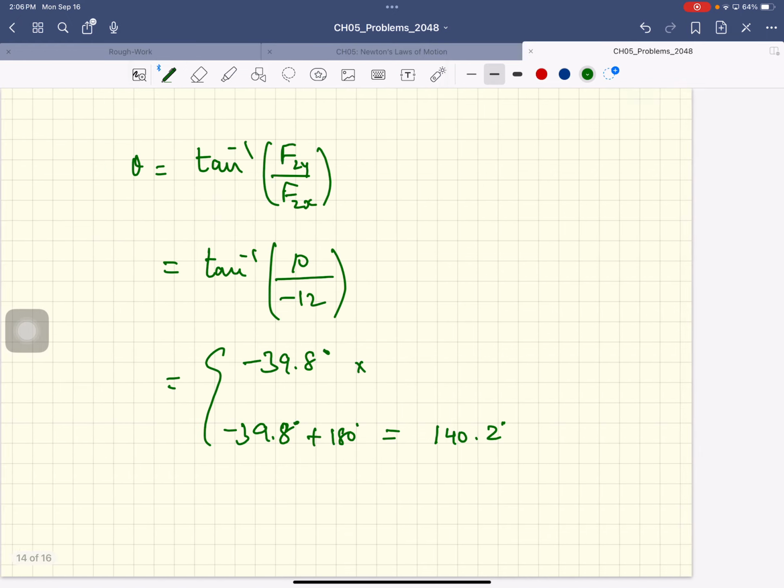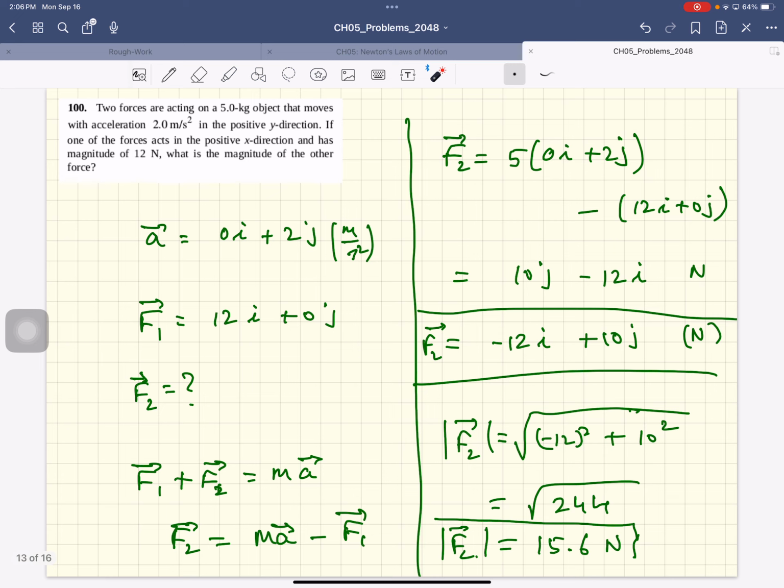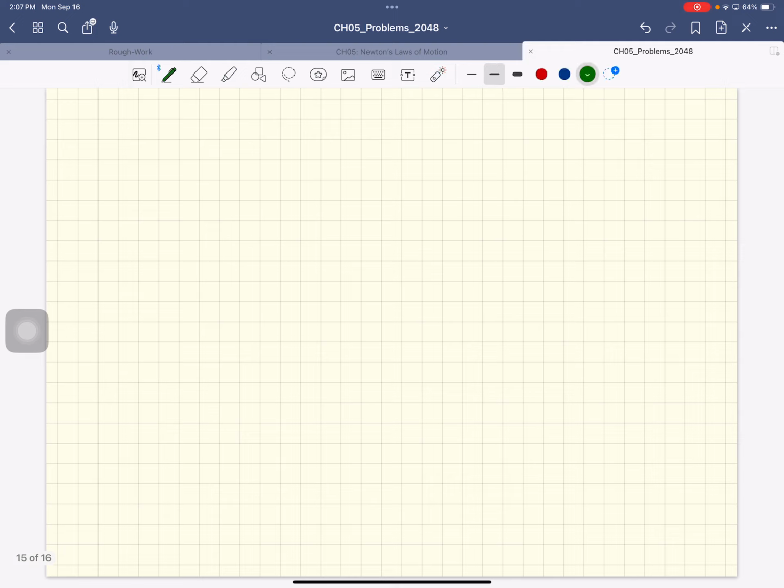Okay, so what you have is F1 is a force like this. F2 is a force like that. The x component of F2 cancels that, and it gives the object an acceleration in this direction. Okay. All right.